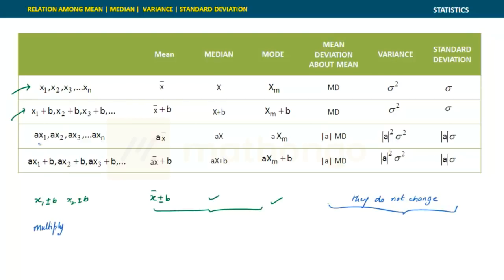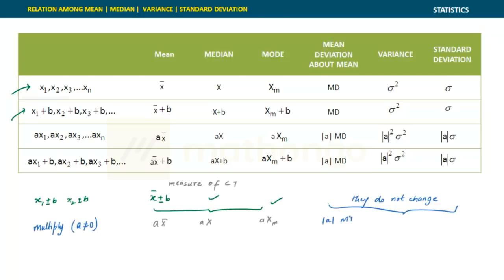For example, I have multiplied it by a here. So a here cannot be 0. Just remember this, right? But a could be a positive number or a negative number. Measures of central tendency actually follow what you do with the input. So they will also be multiplied by a. This is what will happen with each of these three, right? But now the measures of dispersion will also change. So if you multiply, then yes, the measures of dispersion will change.